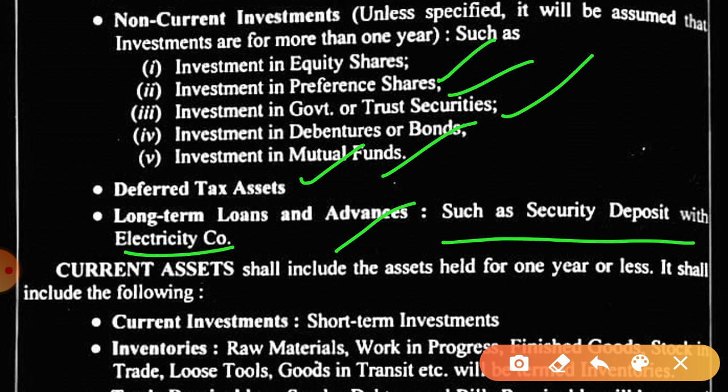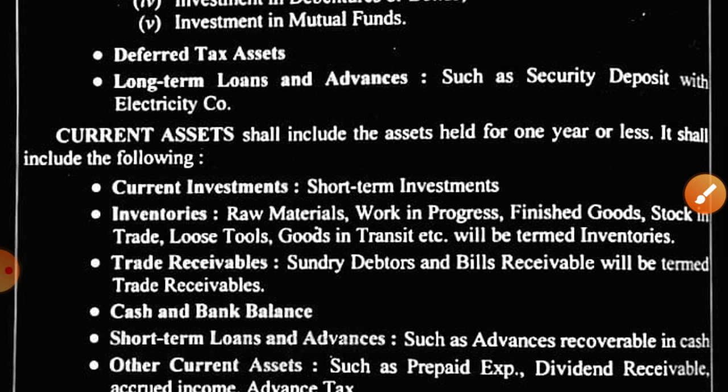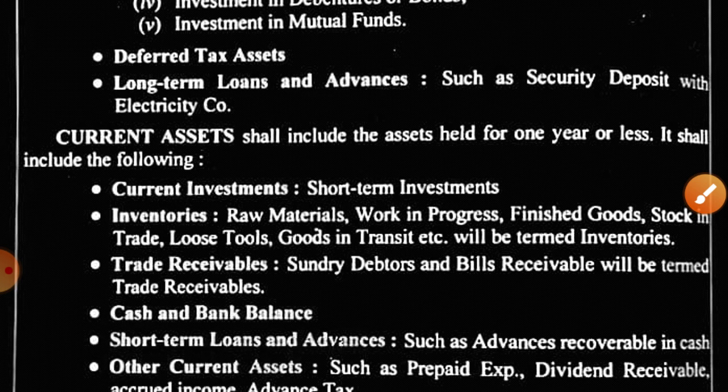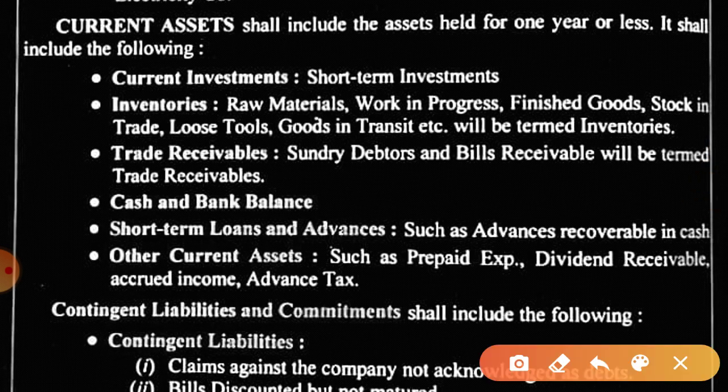Now current assets. What are current assets? See students, if you are well aware of what are fixed assets, what are current assets, under which head which item will be treated, then it is going to be very beneficial for you, because chapter number 9, 10, 11, 12, 13 all are linked. It will be easier for you to understand. So what are the 6 subheads of current assets? First one is current investment. Short term investment.